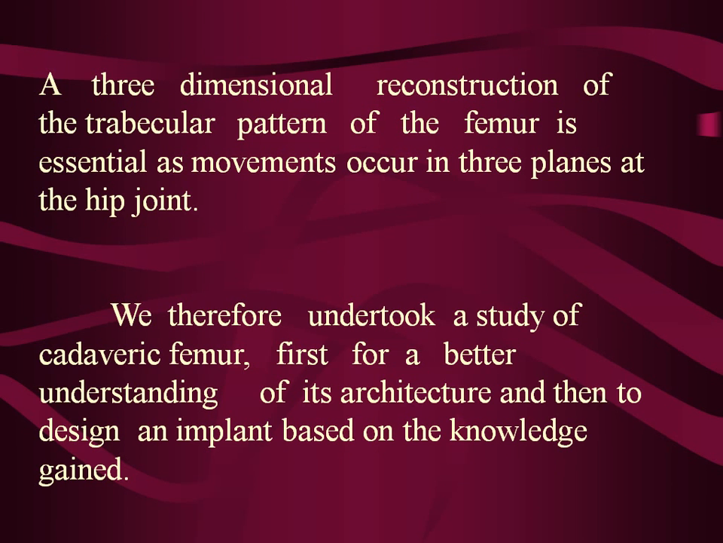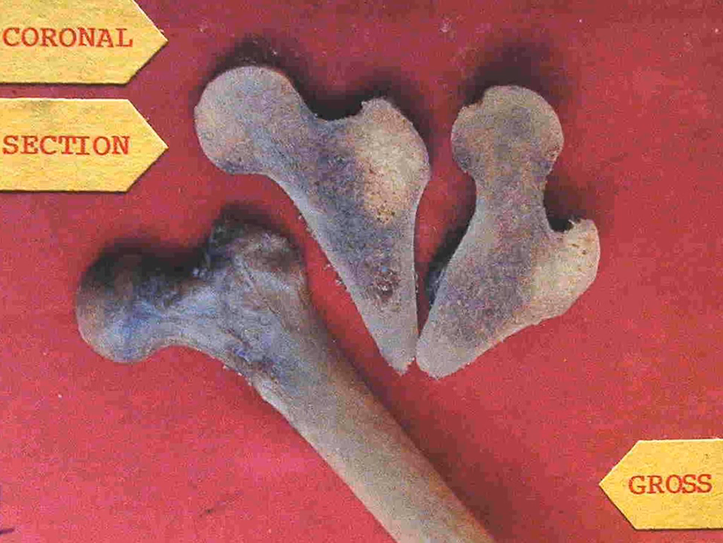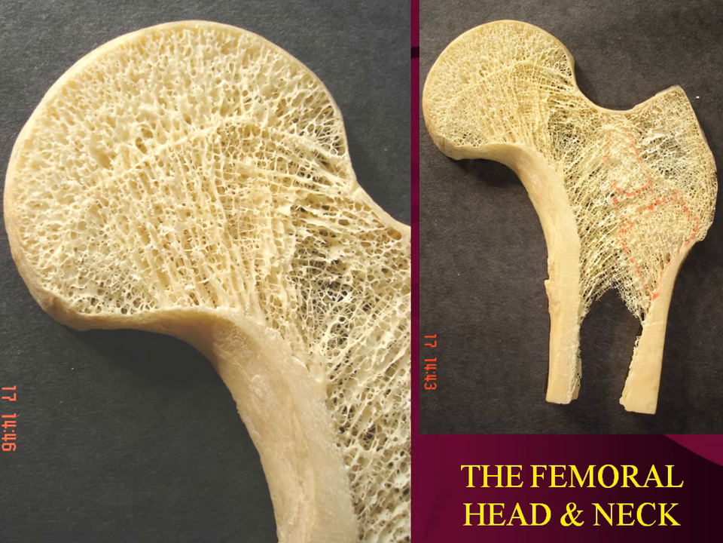We therefore undertook a study of cadaveric femur, first for a better understanding of the trabecular architecture, and then to design an implant based on the knowledge gained. So we divided the femur into coronal sections, and this was the coronal section, and this is what we already know. We know that there are these compression trabeculae. We know that there is tension trabeculae which are crossing over like this, and then this third group of intertrochanteric trabeculae. I'll come to this strong group. Just remember this strong group, this is going up, and this is another group going down.